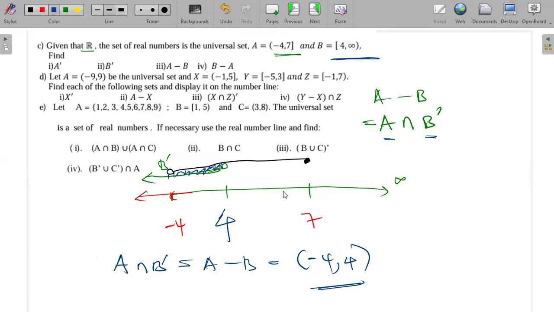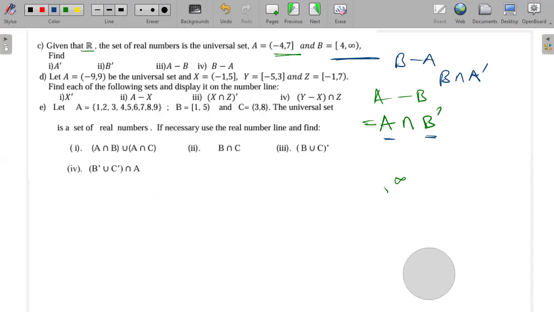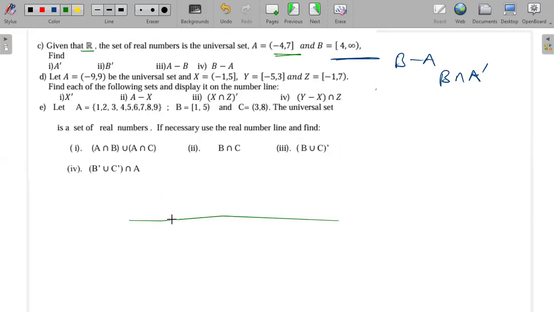Okay, so then the next one is saying set difference of B and A. So the set difference of B and A could also just be written as B intersection A complement. So let's see how this looks on the number line. So I erase this here. Okay, so we have our line here.